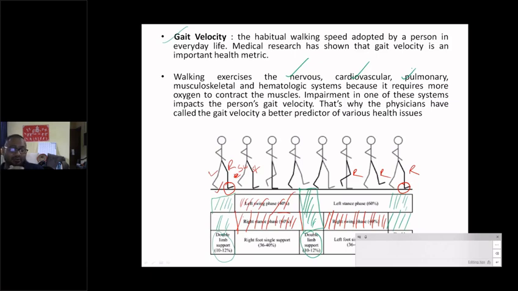So always take medicine as prescribed by the doctor. Don't treat yourself. That's why the physician has called gait velocity a better predictor of various health issues.